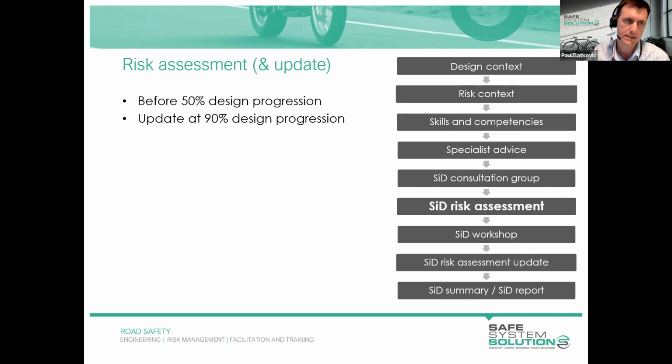And the second part is the update at the 90% design progression. So making sure that any of the outcomes and findings of your assessment at 50% have been considered and incorporated in the design, and that there are no new risk items that have since appeared as the design has progressed. So the update at 90% is, I guess, the catch-all for the stage of the project that you're working in.